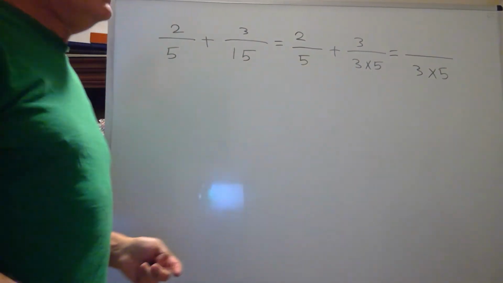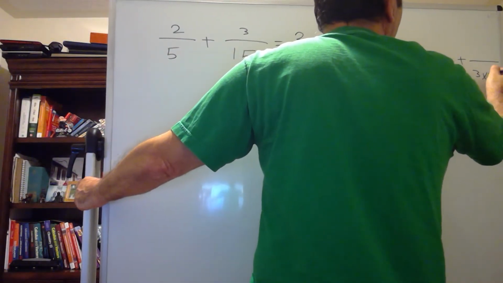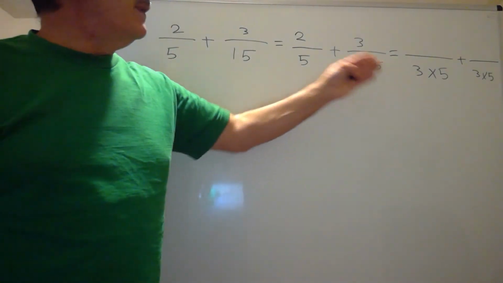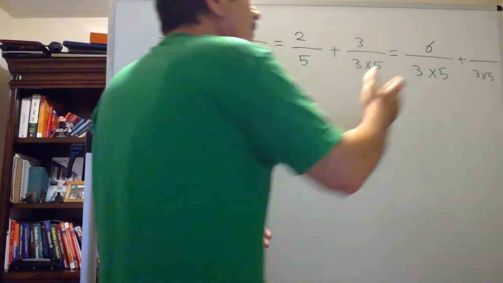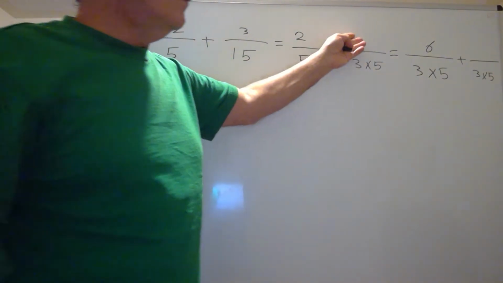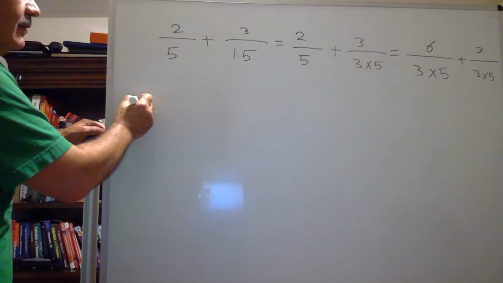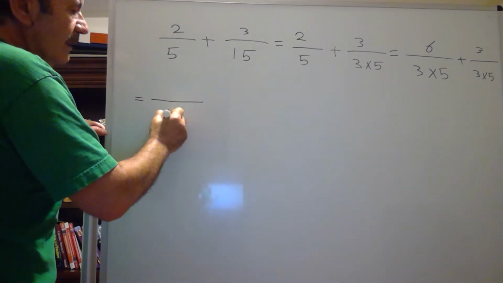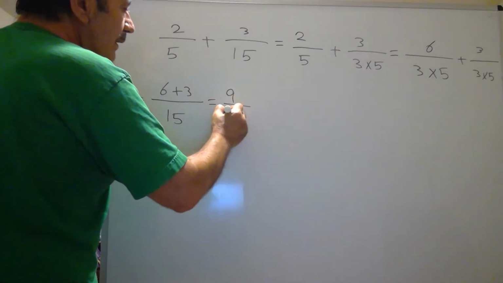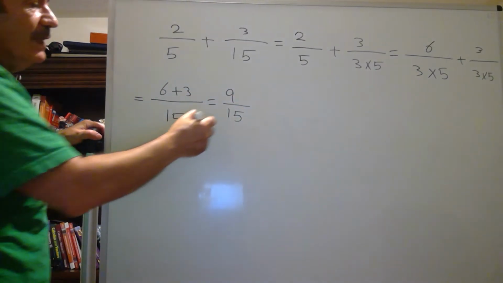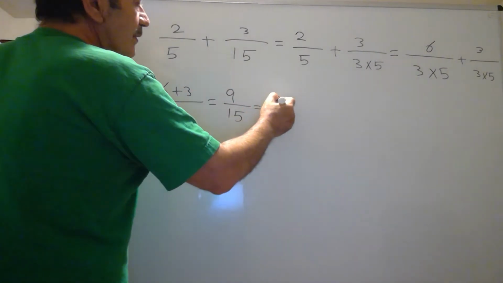Now rewrite the fractions using the LCM. Then 3 times 5 divided by 5 is 3. 3 times 2 is 6. 3 times 5 divided by 3 times 5 is 1. 1 times 3 is 3. Now we have the same denominator. Write the same denominator, 15, and add: 6 plus 3, which is going to be 9 over 15. And as you remember, we always have to reduce the fraction to simplest form. We can reduce by 3, which is going to be 3 over 5.